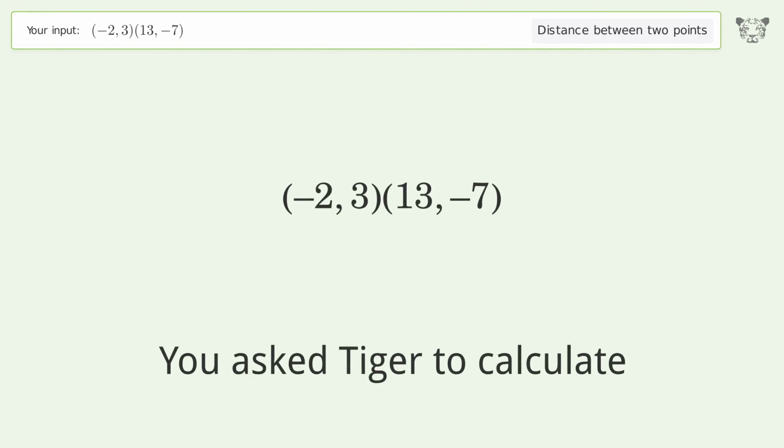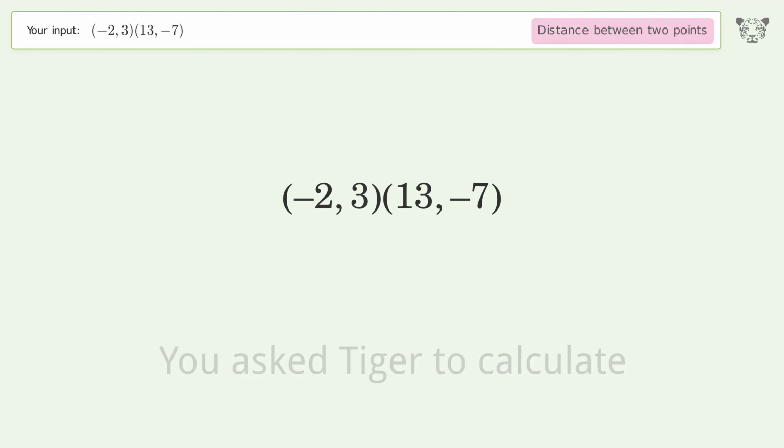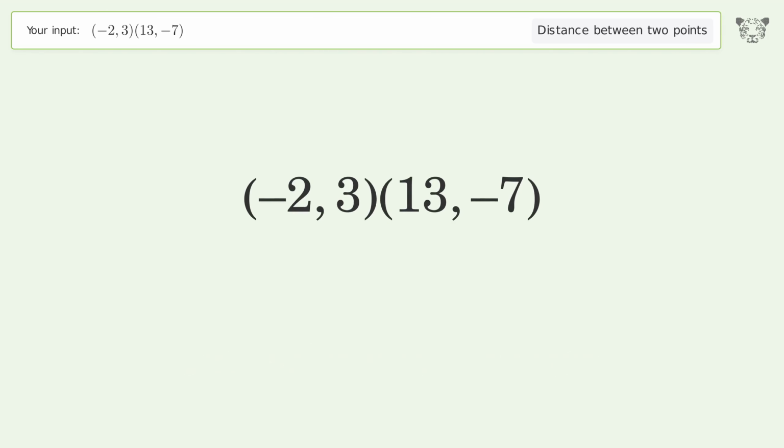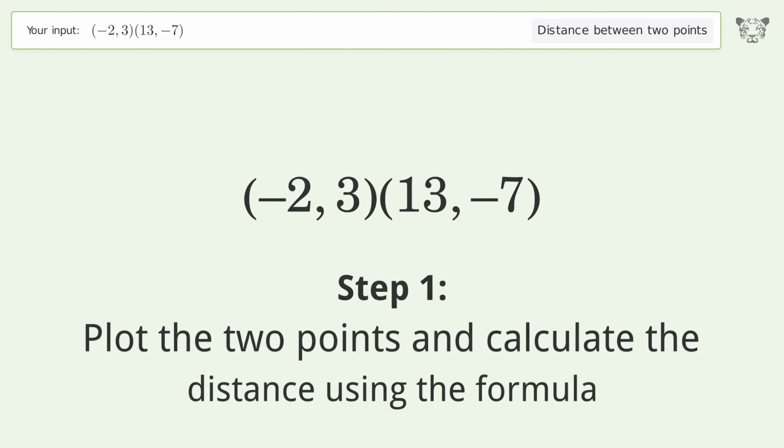You ask Tiger to calculate. This deals with the distance between 2 points. The distance between the 2 points is the square root of 325 or 18.028. Let's solve it step by step. Plot the 2 points and calculate the distance using the formula.